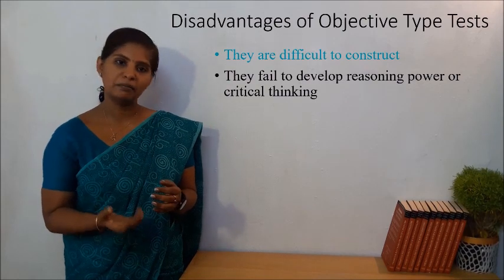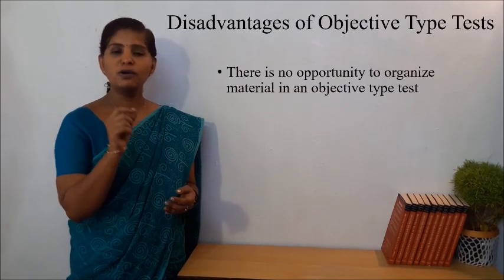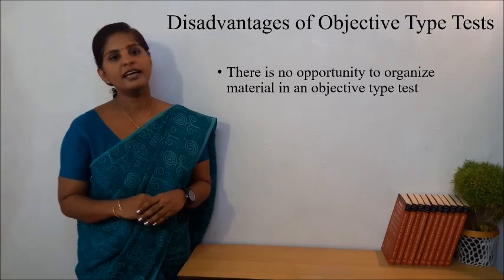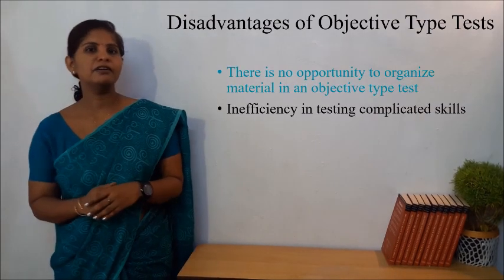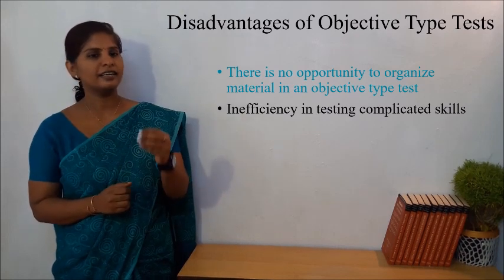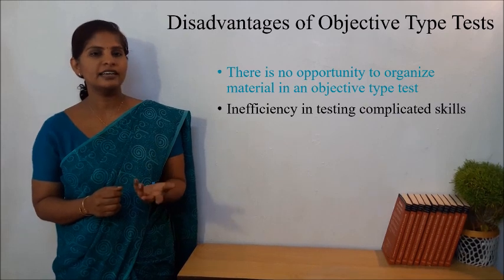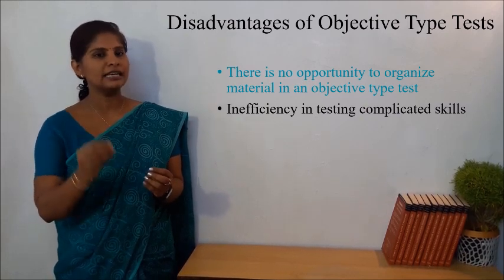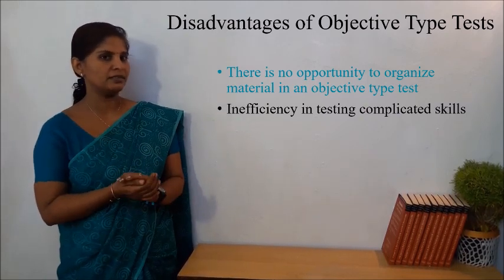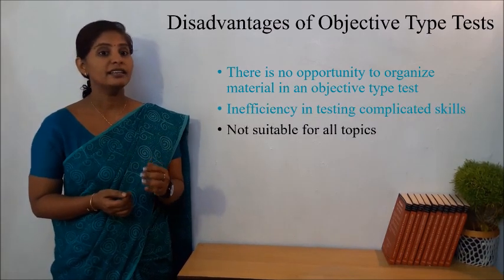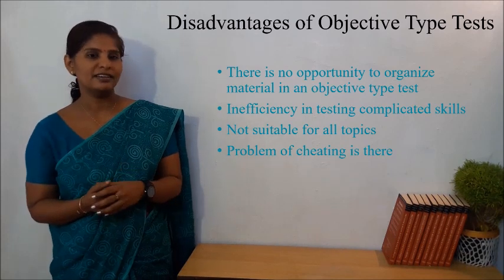There are chances for guessing by examinees. Another disadvantage is that there is no opportunity to organize material in an objective type test. And again, inefficiency in testing complicated skills, that is, certain complicated skills like judging, analyzing, reasoning. We cannot test these kinds of skills using objective type test items. And again, not suitable for all topics. And the problem of cheating is there.